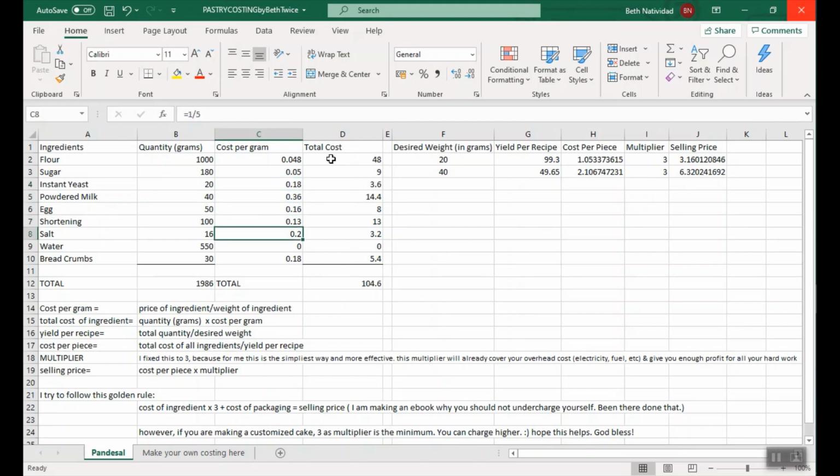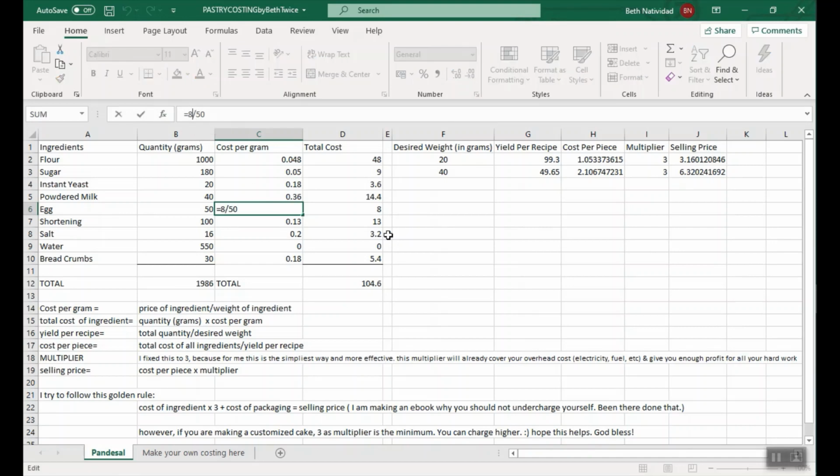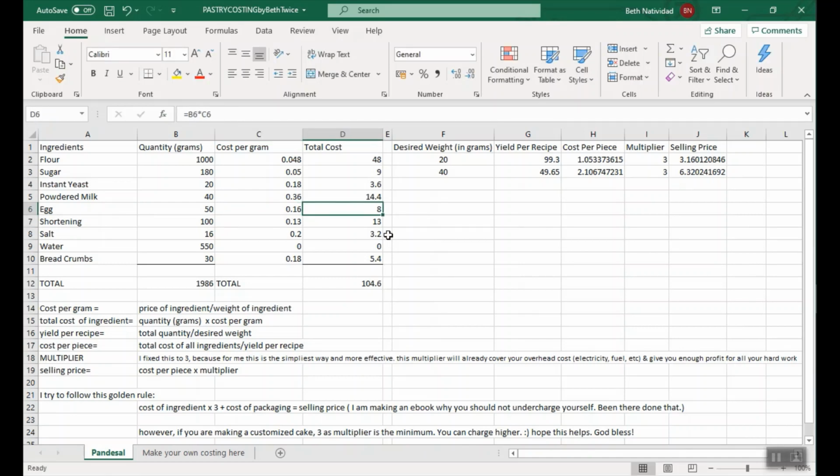Sa example, this one, egg. Actually, you don't need to do this. Pwede nang diretso dito sa 8 pesos kasi 1 egg lang kailangan. But for the sake of being accurate, kasi yung binibili ko is large egg and it is usually 50 in grams and it's 8 pesos. So, 8 pesos per 50 grams. Kasi 1 egg lang naman ang kailangan. So, ganon.